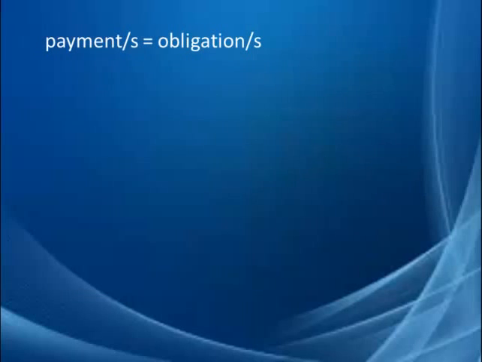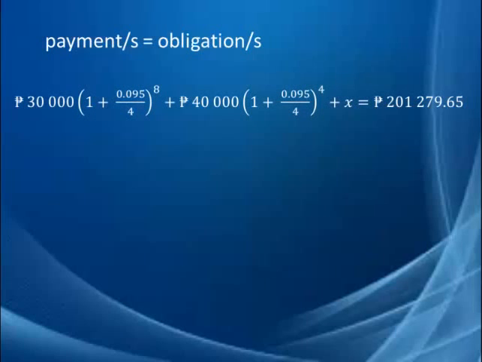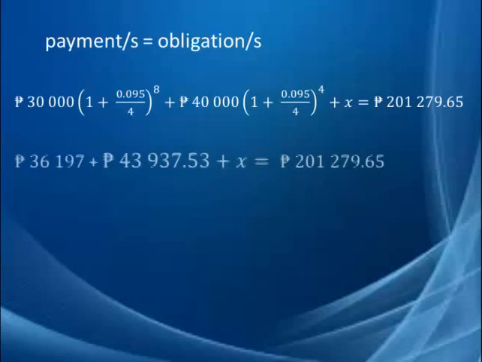Let us remember that all payments equals all obligations. So 30,000 pesos times the quantity of 1 plus 0.095 over 4 raised to 8 plus 40,000 pesos times 1 plus 0.095 over 4 raised to 4 plus x equals 201,279 pesos and 65 centavos.